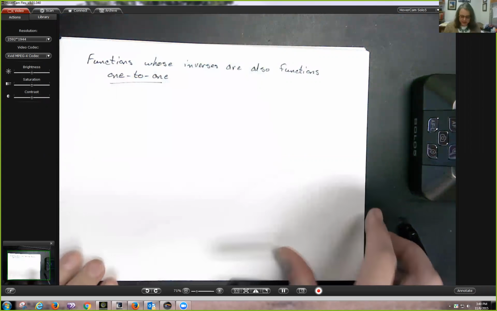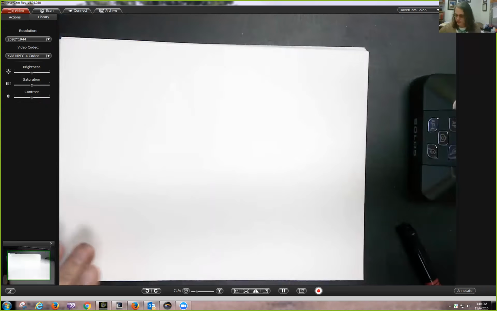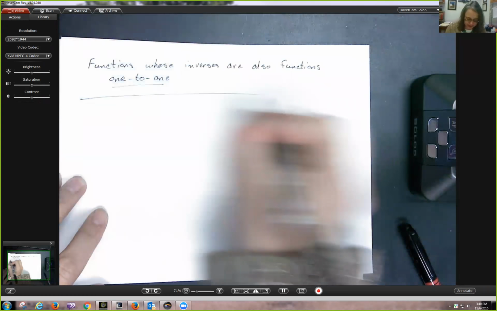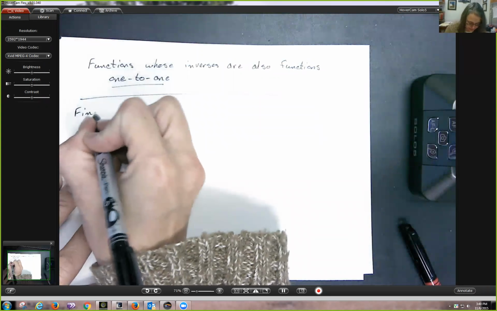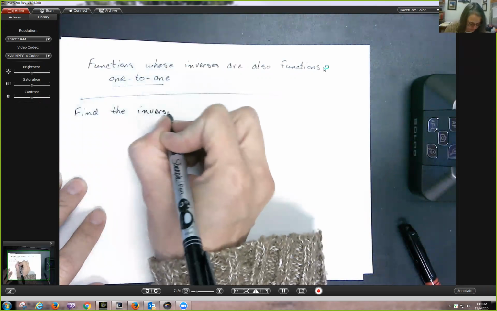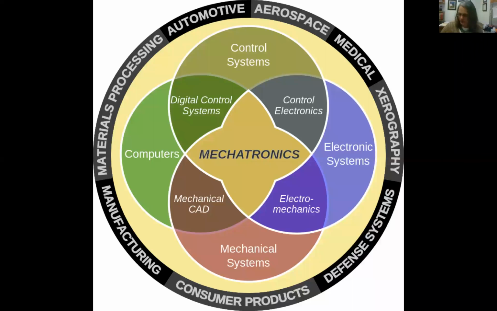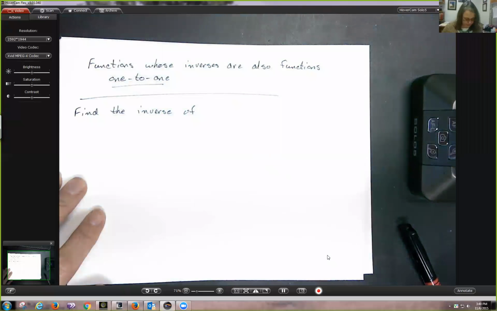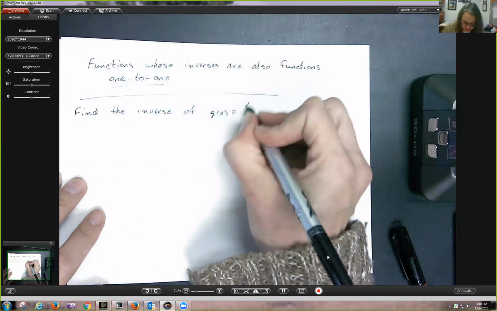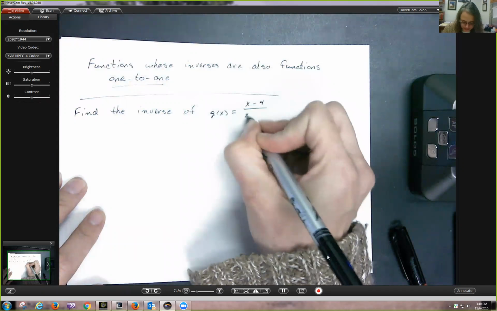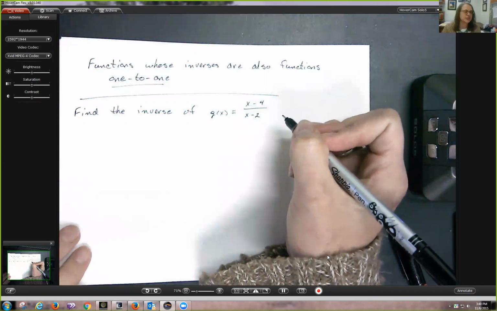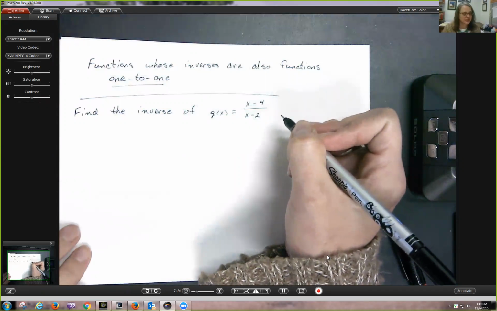All right, so let's do a little practicing here. Let's do one more example. Let's find the inverse of the function g of x equals x minus 4 over x minus 2. Now we already know some things about this, right? We've graphed these before, so we know there's a horizontal asymptote at x equals 2.